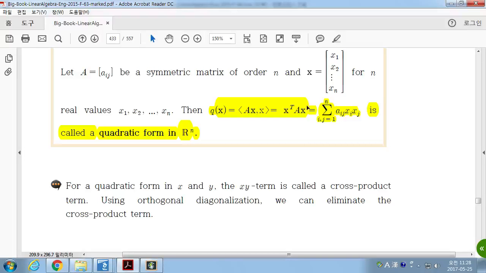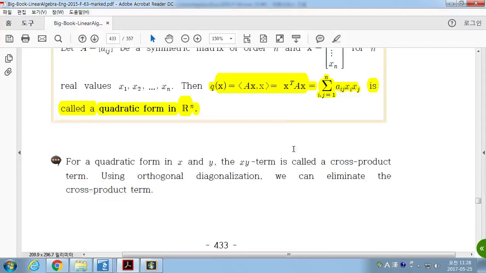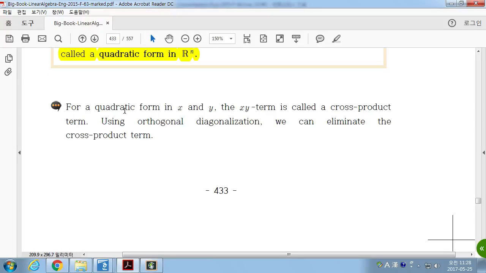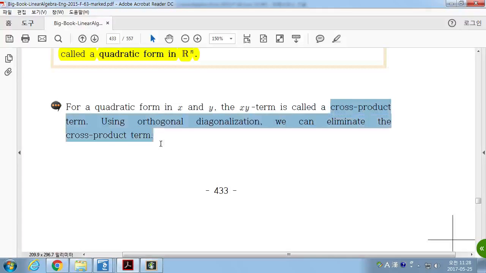You will see this form quite often in your careers. So for a quadratic form in x and y, the xy term is called the cross product term. Okay, the xy term is called the cross product term. Using orthogonal diagonalization, we can eliminate these cross product terms.